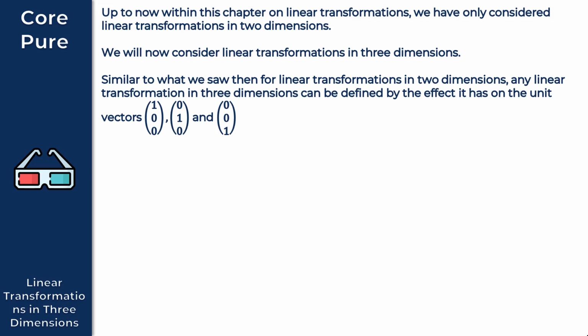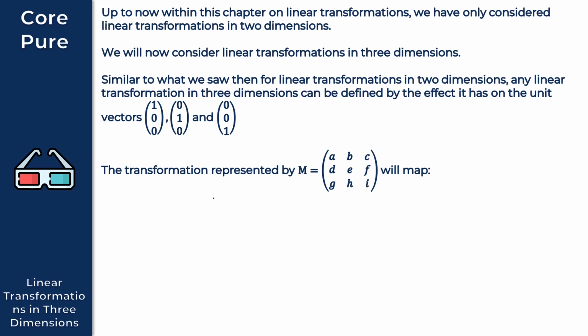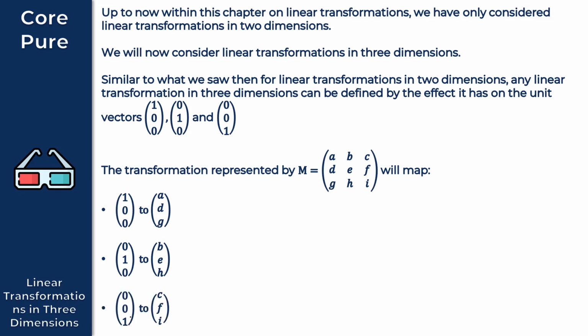Well, similar to what we saw then for linear transformations in 2 dimensions, any linear transformation in 3 dimensions can be defined by the effect it has on the unit vectors (1, 0, 0), (0, 1, 0), and (0, 0, 1) then. So the transformation represented by this matrix M here, so that's this 3 by 3 matrix, so we have A, B, C, D, E, F, and then G, H, I. This will map the following here. So (1, 0, 0) will map to (A, D, G). (0, 1, 0) will map to (B, E, H). And then finally here, (0, 0, 1) will map to (C, F, I). So that's a very quick introduction there to how we define a linear transformation in 3 dimensions.